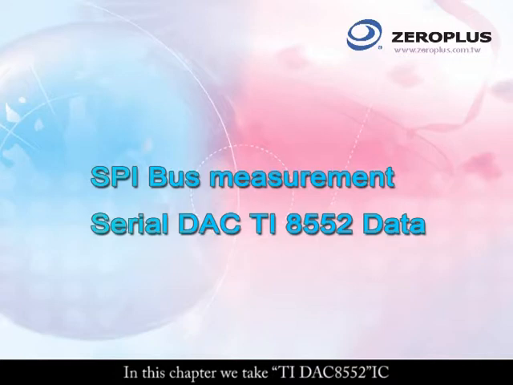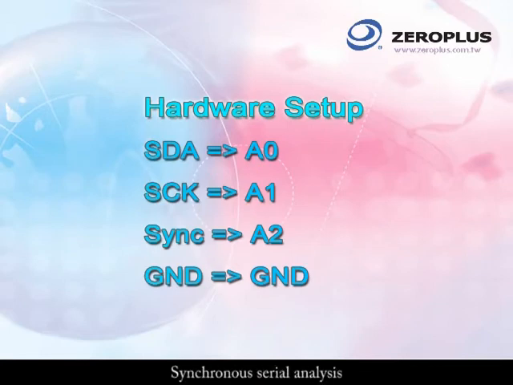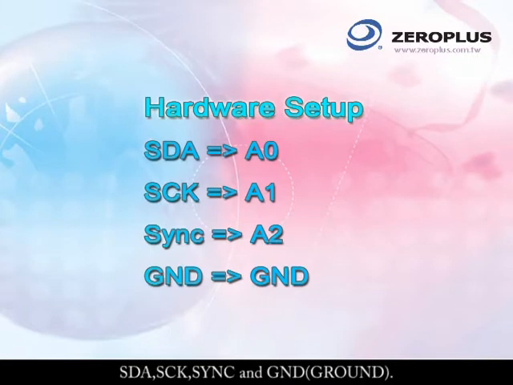In this chapter, we take the TI DAC8552 IC, a 16-bit dual channel DAC, as an SPI analysis example. Hardware setup: synchronous serial analysis. Unit setup: this example needs 4 wires: SDI, SCK, SYNC, and GND.